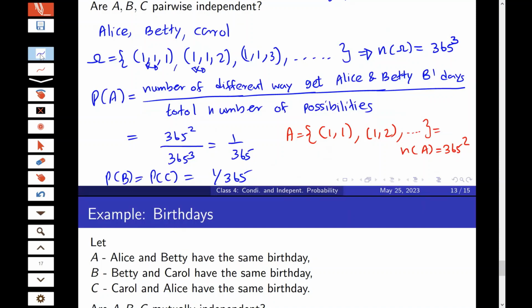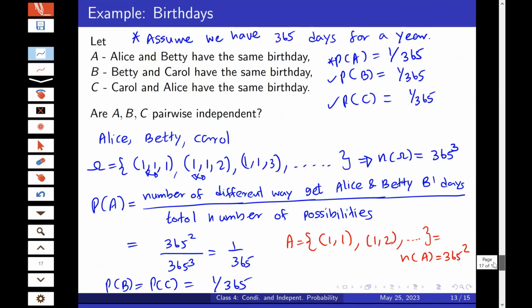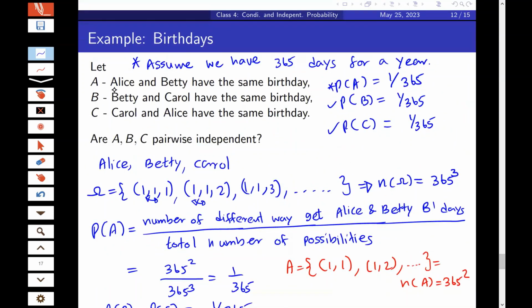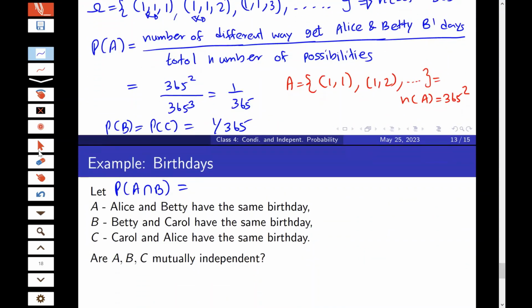Okay, so now we need to find A intersection B to show whether this is pairwise independent or not. So let's find out. If you take A intersection B, that means Alice, Betty, and Carol all three have the same birthday. So A intersection B is the same as all three have the same birthday.